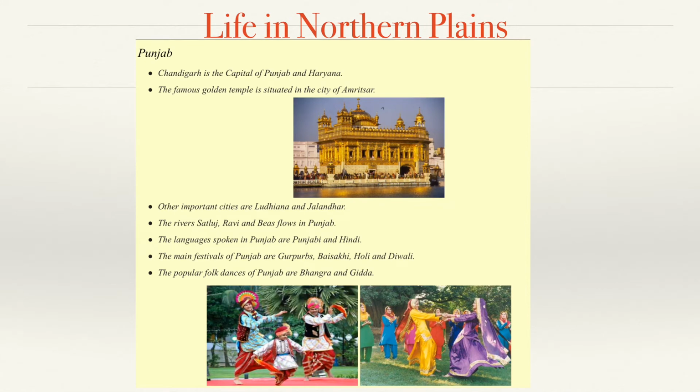Punjab is fed by the Satluj and its tributaries. Chandigarh is the capital of both Punjab and Haryana. The famous Golden Temple is situated in the city of Amritsar. Other important cities are Ludhiana and Jalandhar. The main industries are textiles, sports goods, hosiery and motor parts. People generally speak Punjabi and Hindi. Bhangra and Gidda are the most popular folk dances of Punjab.